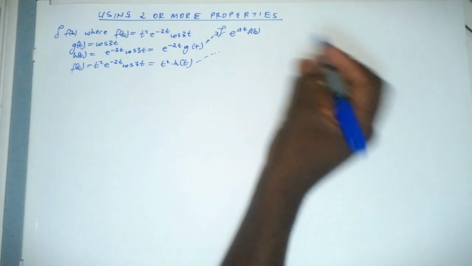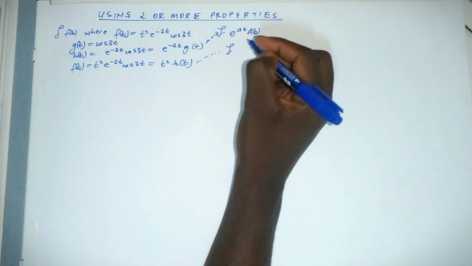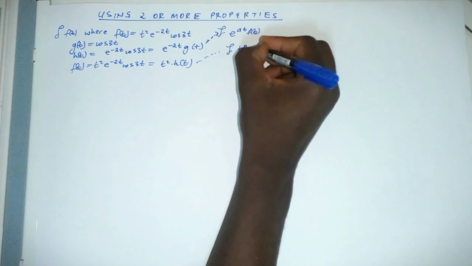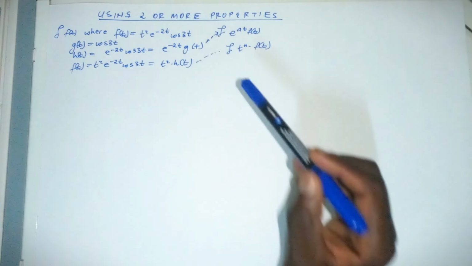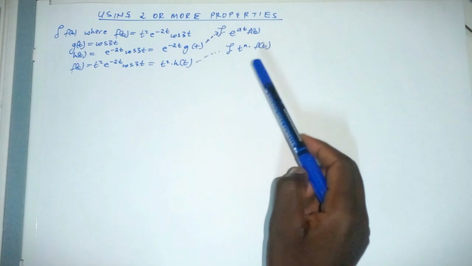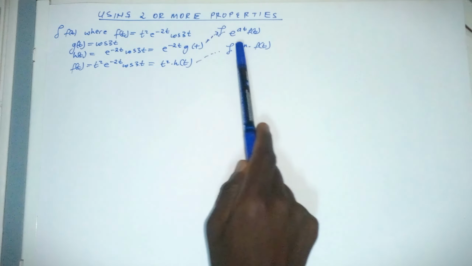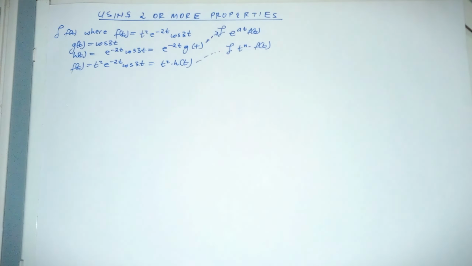You should also remember when we evaluated the Laplace transform of functions in the form of t to the power n of f of t. So in this case we're going to use the derivative of transform property, and we're also going to use the shift theorem. First of all, we're going to start with the shift theorem.